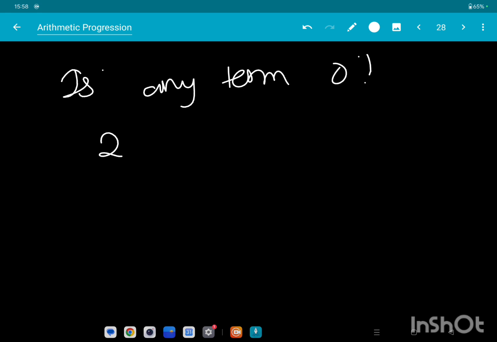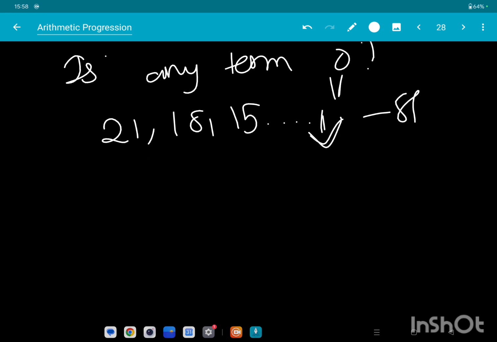So in the given AP, 21, 18, 15 and so on, minus 81. Is there any 0? Here in these terms, is the 0 value there or not? So they are asking whether 0 is in this AP or not.